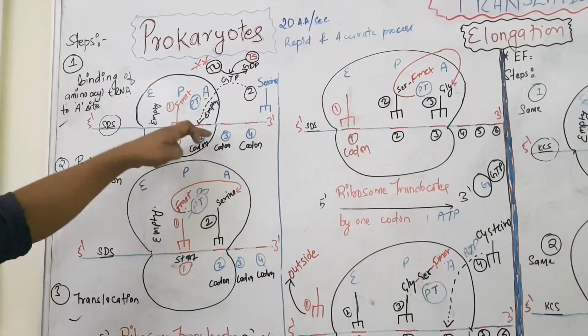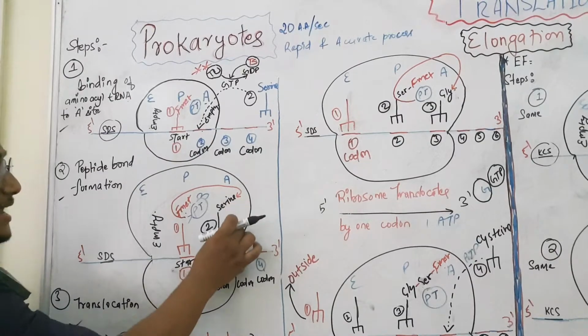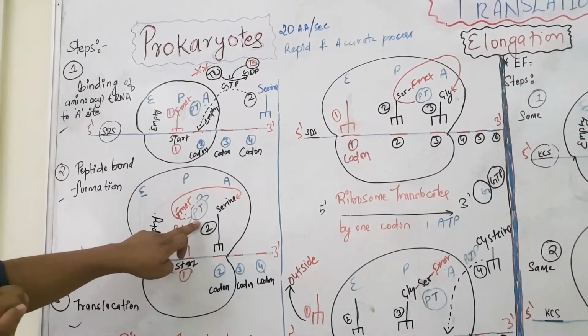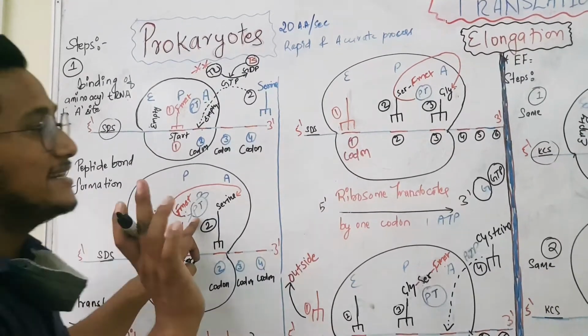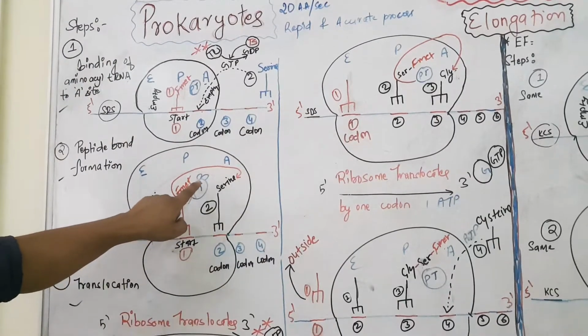Now what? The next step is that once your tRNA carrying the amino acid enters the A site, we know that 23S rRNA in prokaryotes and 28S rRNA in eukaryotes are known as peptidyl transferase.